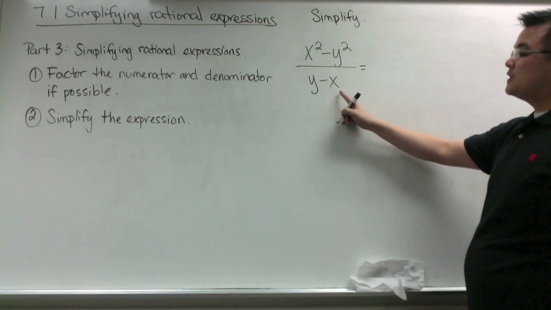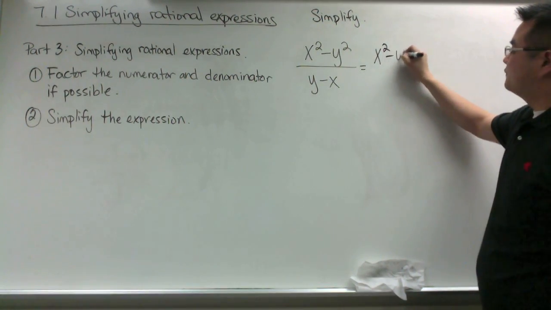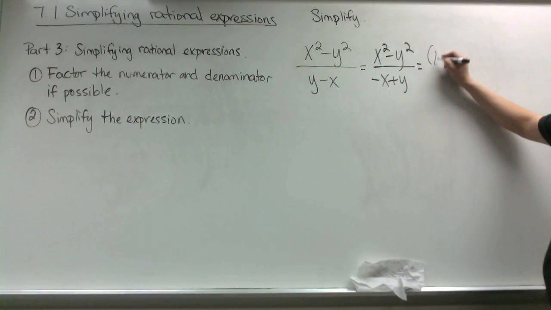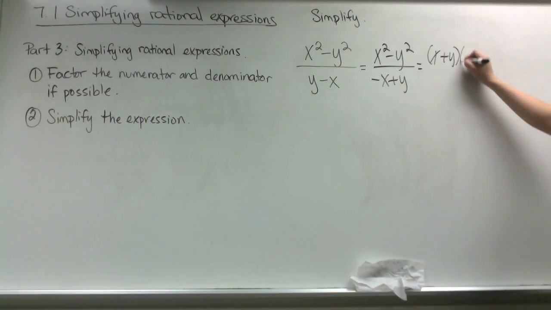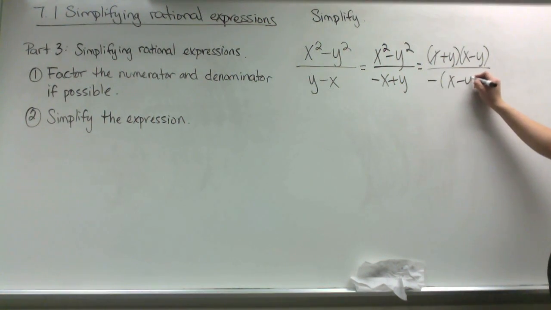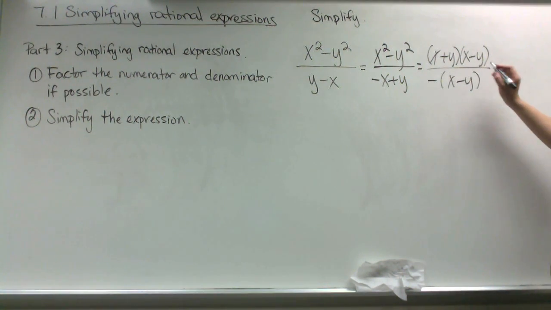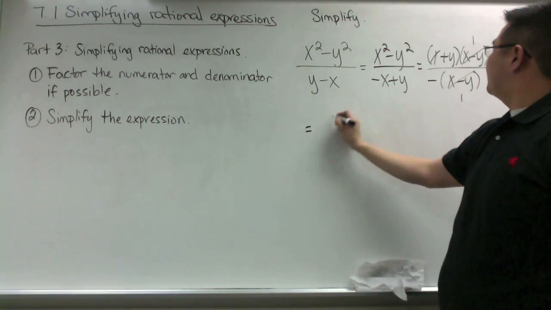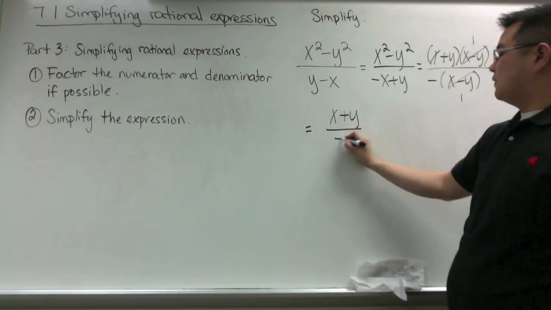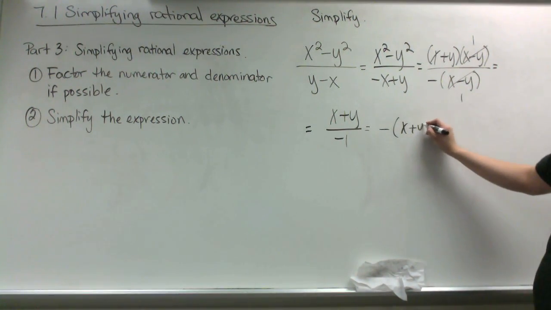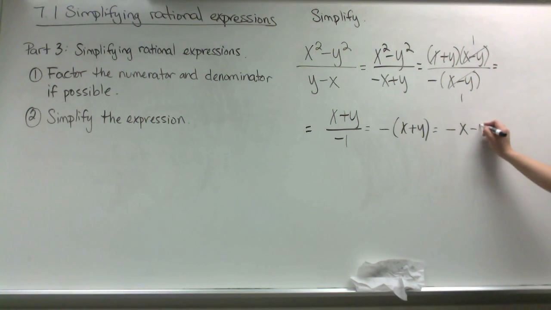Next example, we're going to put the denominator in order. We're going to factor both the numerator and the denominator, x plus y, x minus y, over, factor out the negative, x minus y. Now we're going to simplify the expression by dividing out the two binomials. So I'm left with x plus y over negative 1. And to simplify this, we can pull the negative in front and then distribute the negative and get negative x minus y.